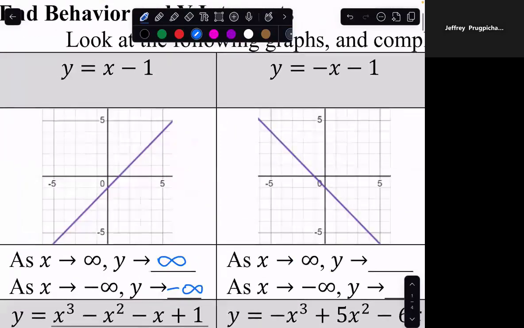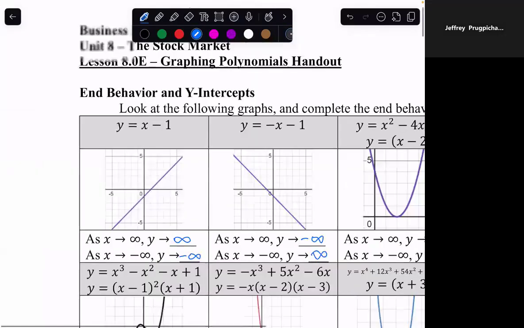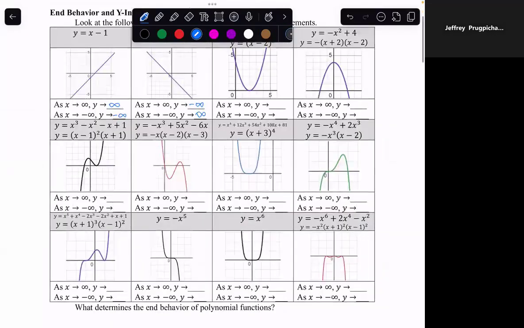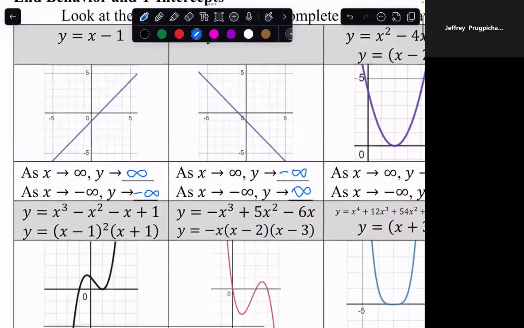I'll do this one too. This is the graph of y equals negative x minus 1. As x approaches infinity, as it goes forever to the right, you can see the y values are going downward, so y is approaching negative infinity. On the other end, as x approaches negative infinity, as the graph goes to the left, the y values are now going upward towards positive infinity. That's what I'll ask you to do for the rest of these graphs. Go and take a couple of minutes to do that, please.